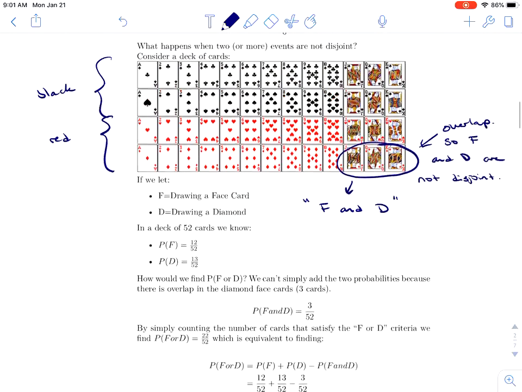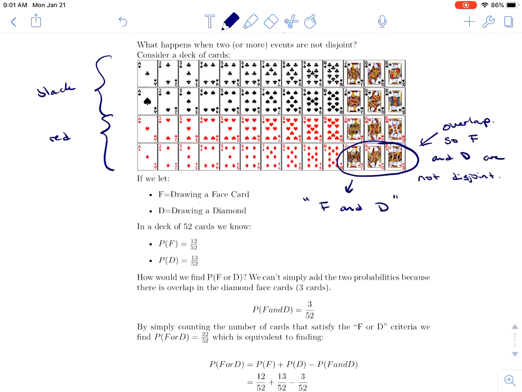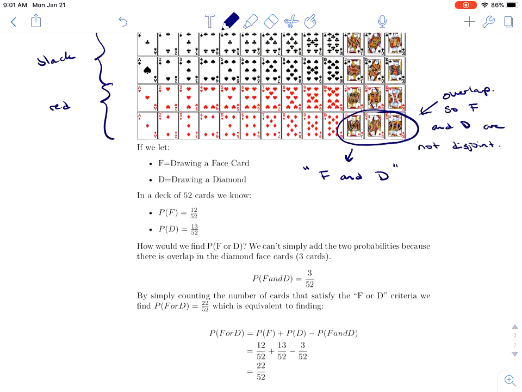So if I want to know the probability of F or D, and I just had to count them, then I would go, okay, well, there's 13 here. So that's all the diamonds, or the rest of the face cards: 13, 14, 15, 17, 18, 19, 20, 21, 22. And so you could just look at it and say, the probability of a face card or a diamond is 22/52. And so that's the note I have here. By simply counting, we would find 22/52.